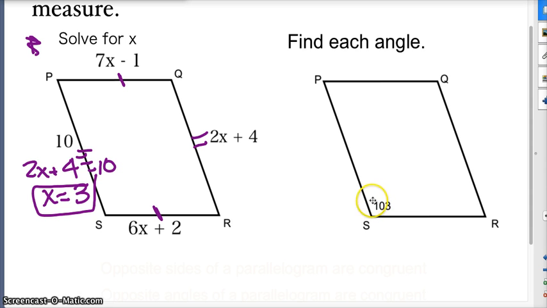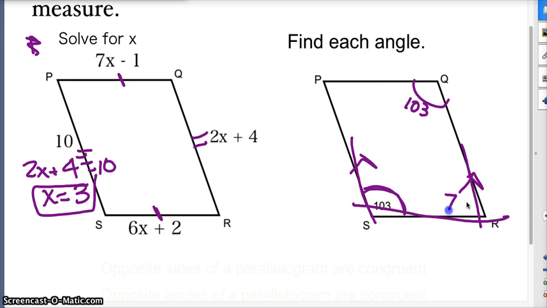It says find each angle. In a parallelogram, what do you know about the angles? You know that the opposite angles are congruent. You know that the consecutive angles, because of that idea of parallel lines, are supplementary. So if that's 103, that's got to be 77. So that one also has to be 77.